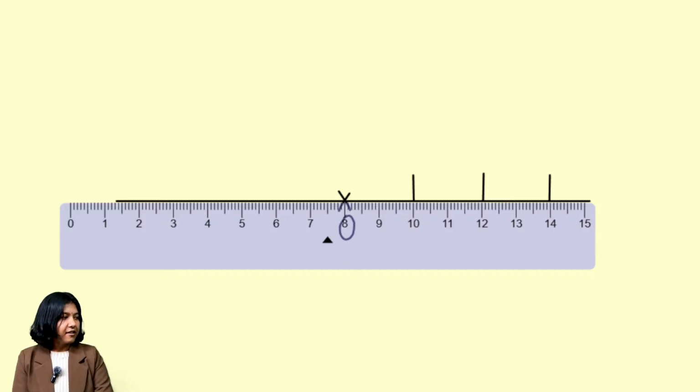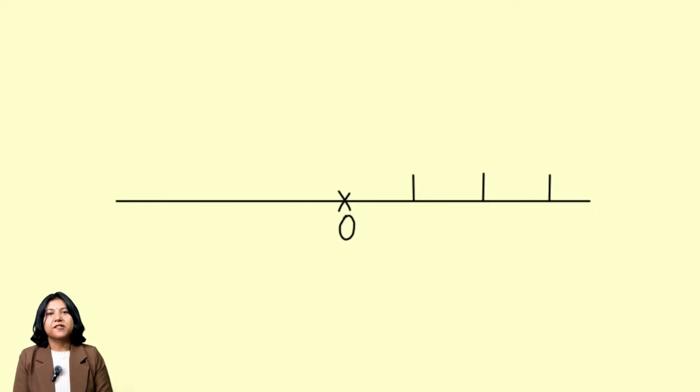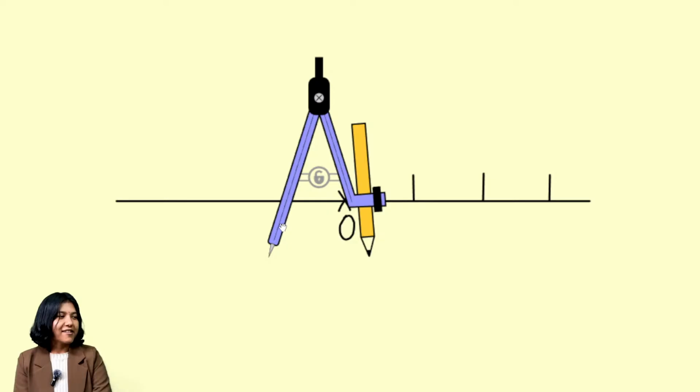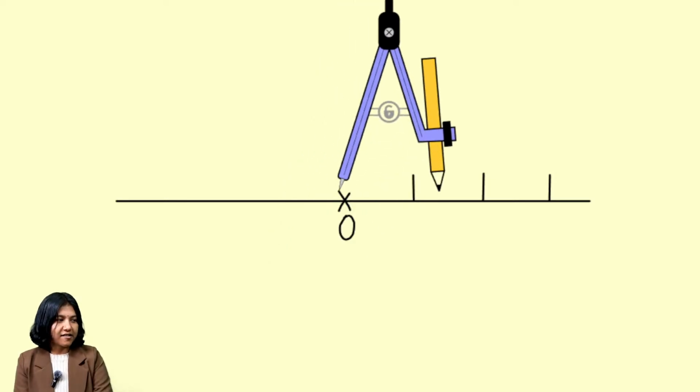Now, this is the exact procedure for locating numbers on a number line. If you understand this once, you'll not forget it. What you'll do is you'll need a compass first of all. Take your compass and mark it at 0, like this.